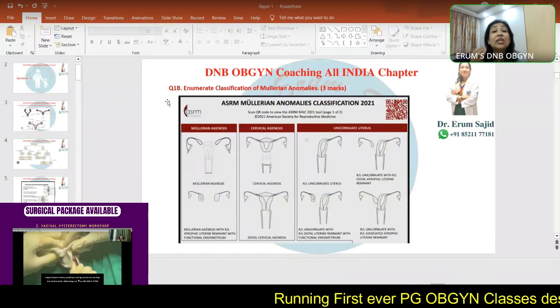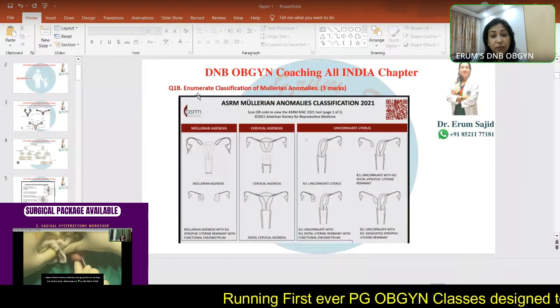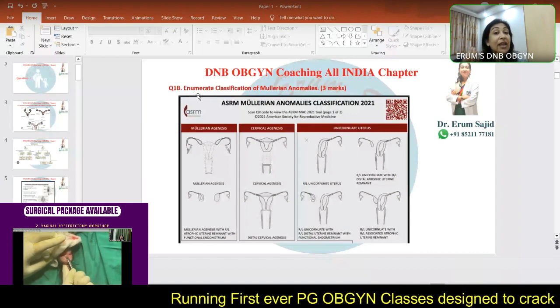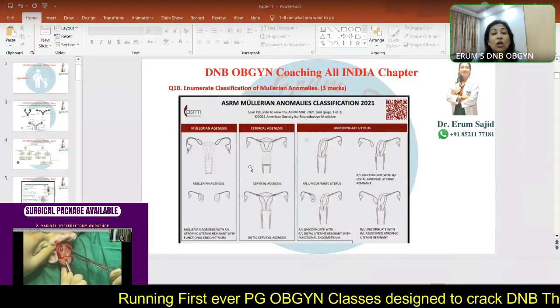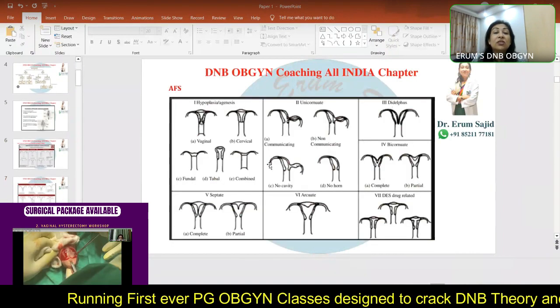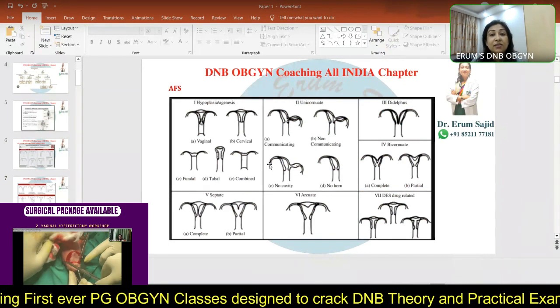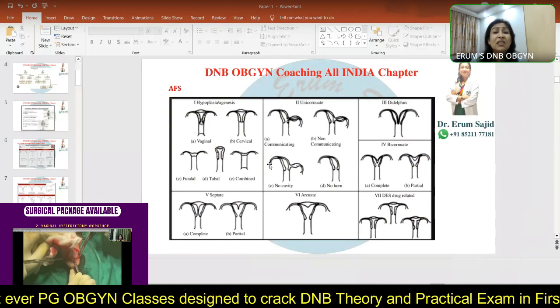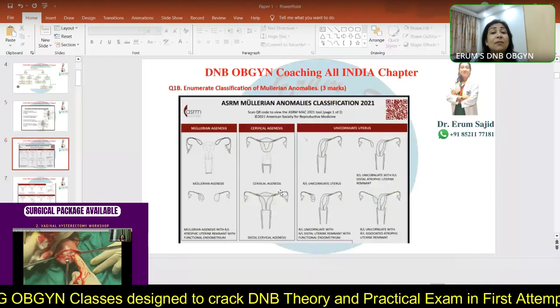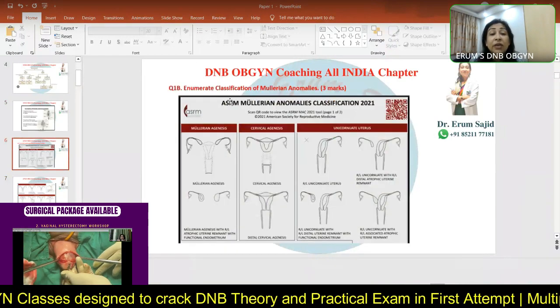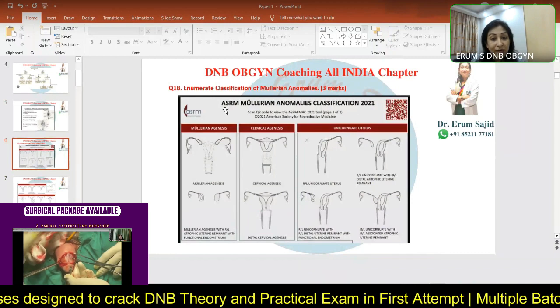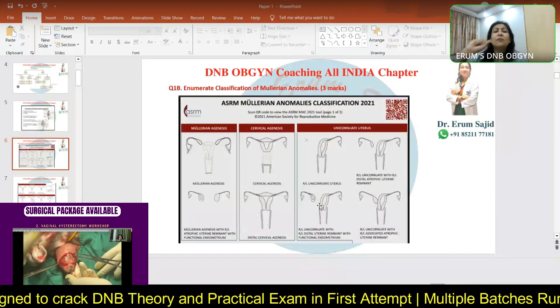Next question they've asked is enumerate the classification of Mullerian abnormalities. Just the enumeration. And why have I brought all these charts? Because then my students, they start whining that, ma'am, only you've written down the names and nothing else is there. Then what am I supposed to do? So this is just a 3-mark question. Remember, guys, it's just a 3-mark question. They've asked you to enumerate. So you do enumerate as an ASRM Mullerian anomalies classification, and you write a little bit about it.